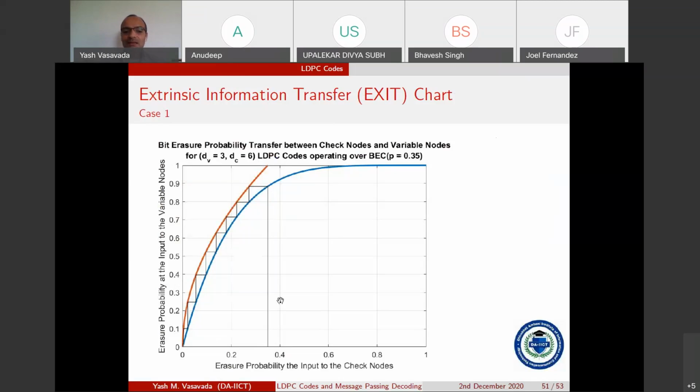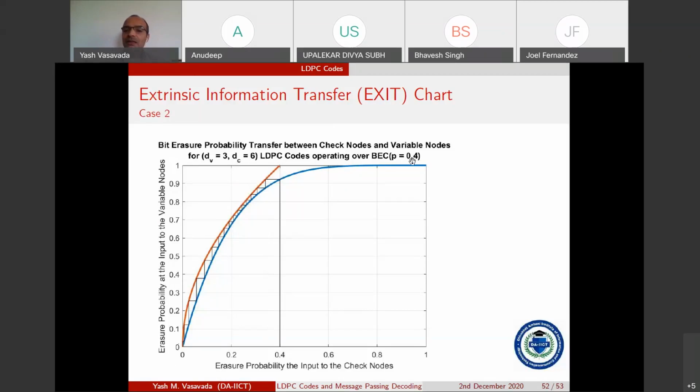So in this case, it started with erasure probability of 0.35, and then after maybe, I don't know, 7 or 8 iterations, the algorithm converged and the erasures became 0. And now if I make erasure probability higher, 0.4, then what happens is that the tunnel becomes narrower, and so this staircase becomes longer. The algorithm converges, but after maybe 20 iterations.